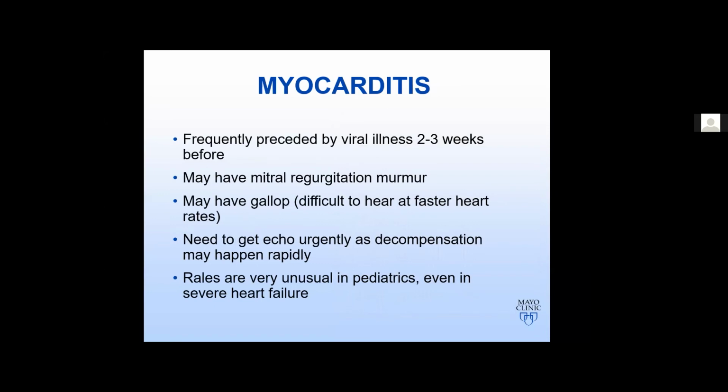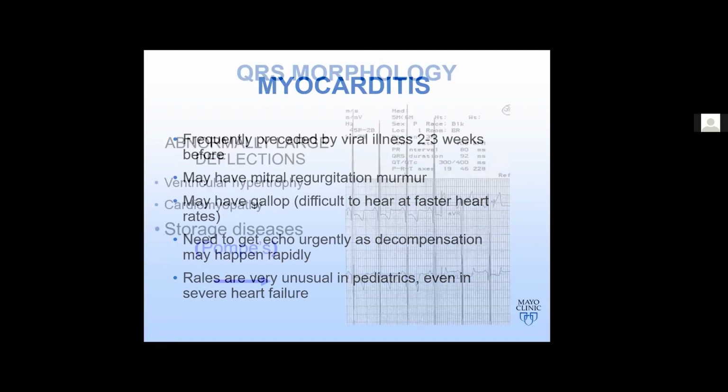So myocarditis is frequently preceded by a viral illness 2 to 3 weeks before. If you hear a new mitral regurgitation murmur, that kind of low-pitched murmur at the apex, there may be a gallop, but gallops are very difficult to hear in anyone, particularly in infants who have a faster heart rate. You do need to get an echo urgently, as there's decompensation, and realize that rales or pulmonary edema are very unusual in pediatrics, even in severe heart failure. So if you hear rales, it's probably from a pulmonary process, but don't use that as a finding to look for heart failure in pediatric patients, because you will almost never hear them in pediatric patients.